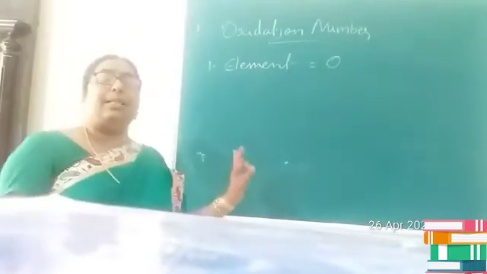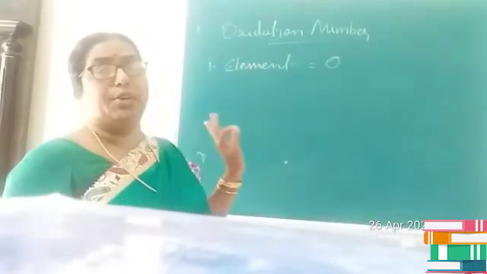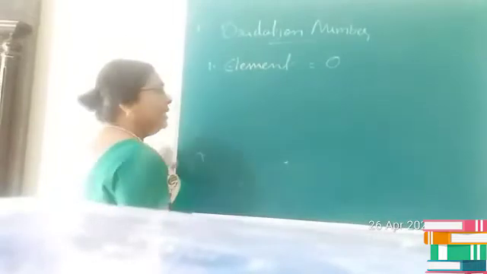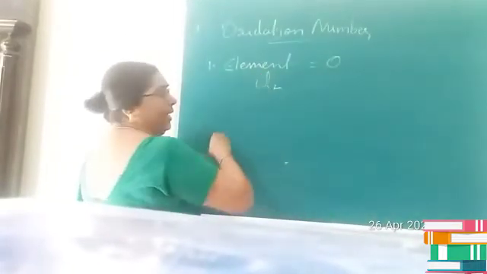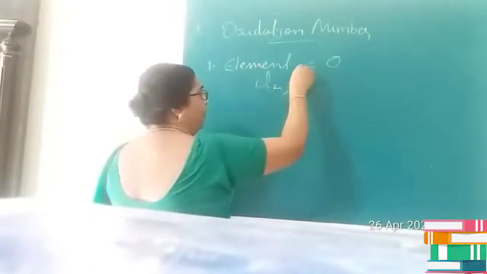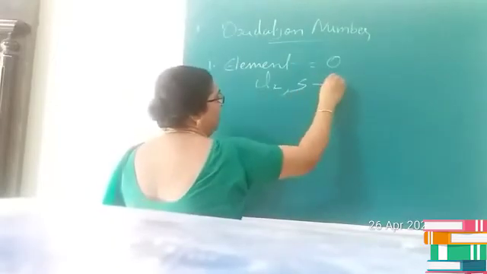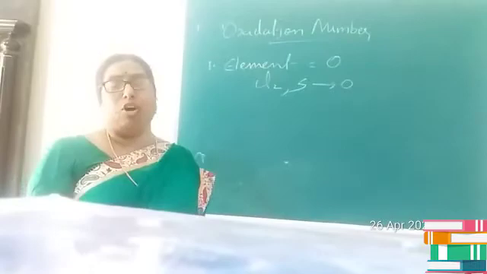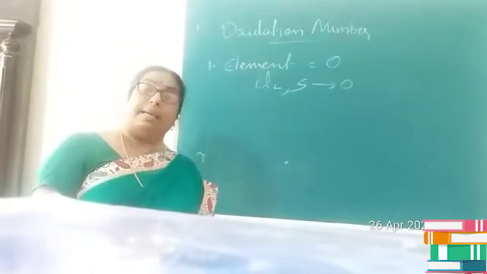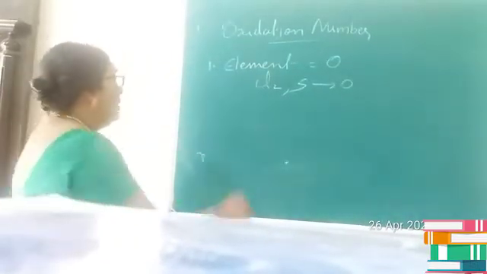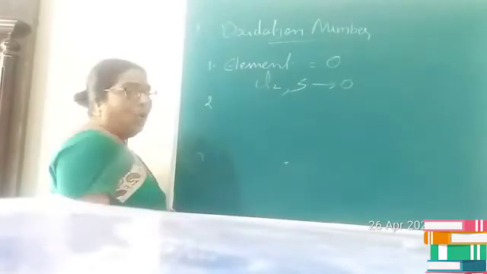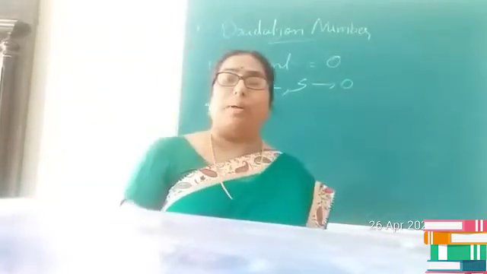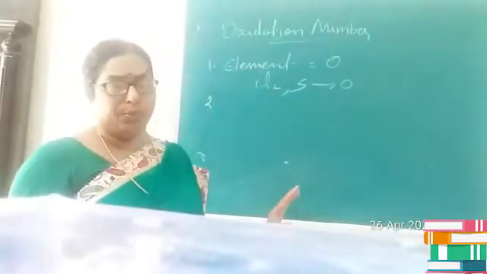In the elemental state, the oxidation state of any element will be equal to 0. That means if you consider chlorine, the oxidation number is 0. Or if you consider sulfur, the oxidation number is equal to 0. Whatever the element, if it is in the elemental form, the oxidation state or oxidation number will be considered as 0.